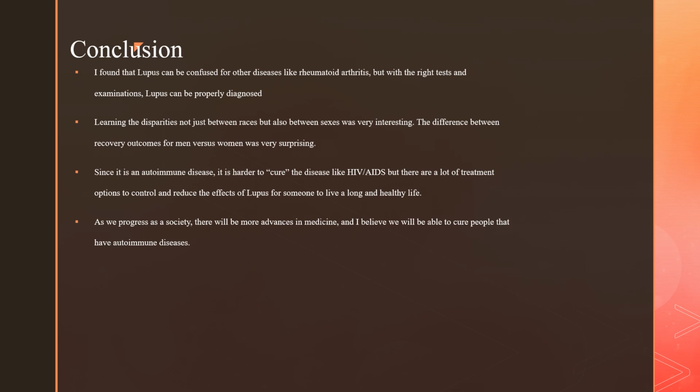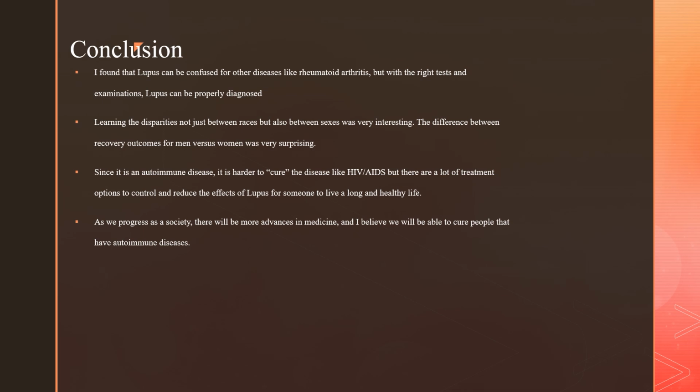Conclusion. I found that lupus can be confused for other diseases such as rheumatoid arthritis, but with the right tests and examinations, lupus can be properly diagnosed and treated. Learning the disparities not just between races but also between sexes was very interesting. The difference between recovery outcomes for men versus women was very surprising and opens discussion about genes and how different diseases only majorly affect one population.